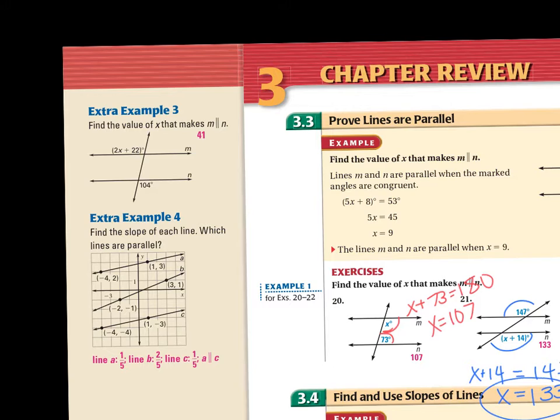Here's some extra examples on the side here. So if these lines are parallel, then these alternate exterior angles would be congruent, so I would set them equal to each other. Solve for x, and you'd get 41.